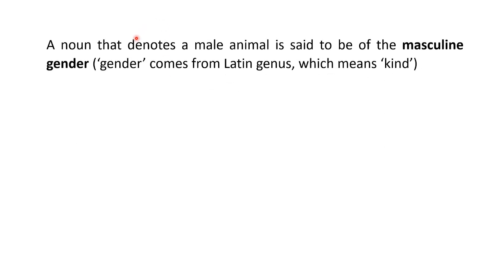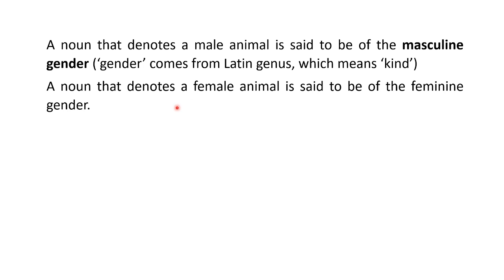Now let us define what actually is gender. A noun that denotes a male animal is said to be of the masculine gender. The word gender comes from Latin genus. Genus means kind. Kind means type. A noun that denotes a female animal is said to be of the feminine gender. So we understood what masculine gender and feminine gender are.